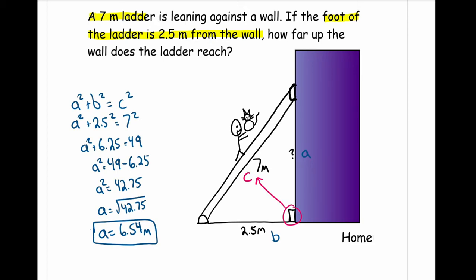So again, the main concept from this lesson is looking at Pythagorean theorem and just understanding what A, B, and C represent in terms of a right angle triangle and how to use that theorem to find a missing leg or a missing hypotenuse.